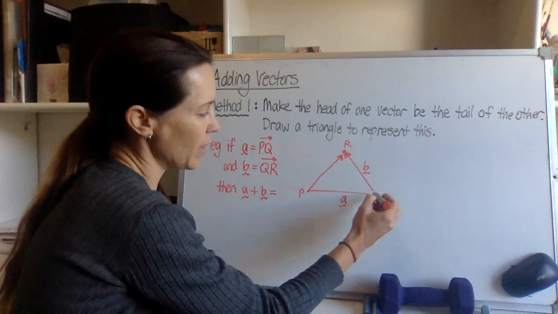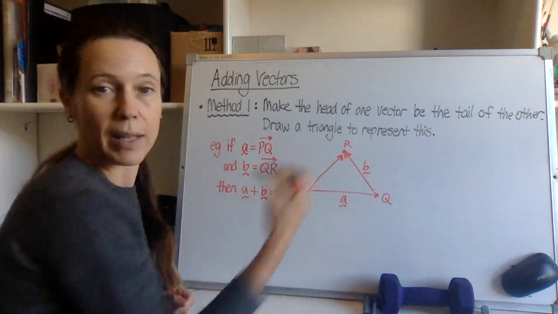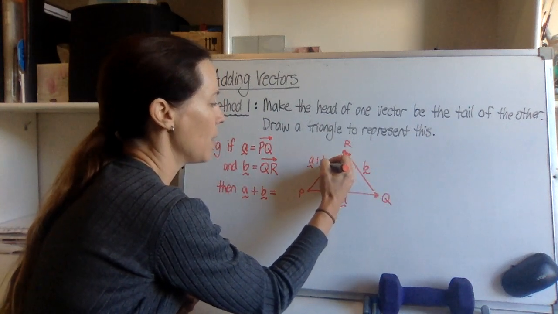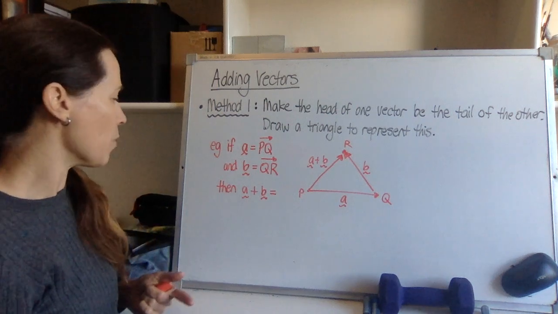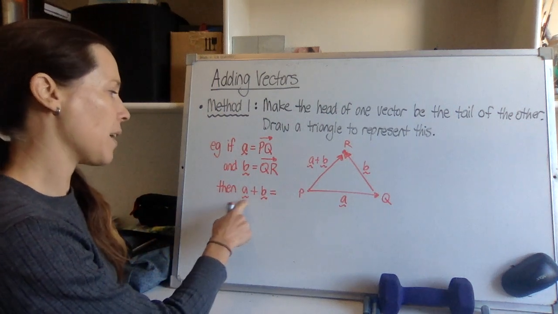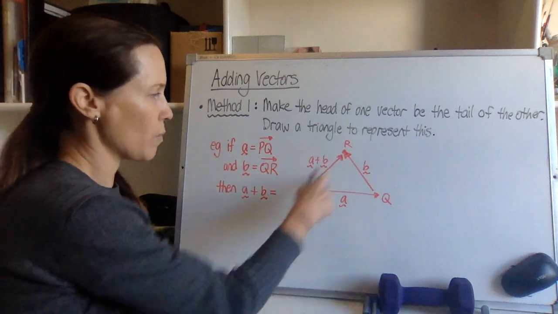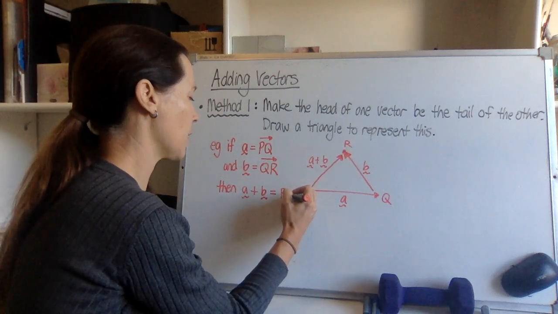So I can see that this way is going vector A plus vector B, and that helps me label this length here as vector A plus vector B. They're equal. So I can see here that vector A plus vector B is equal to the directed interval that goes from P to R.